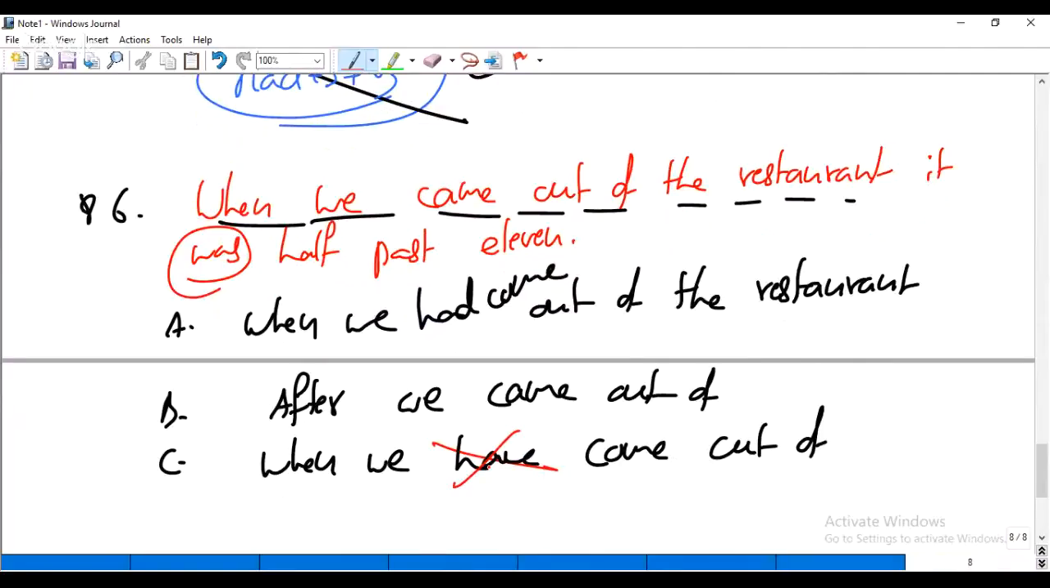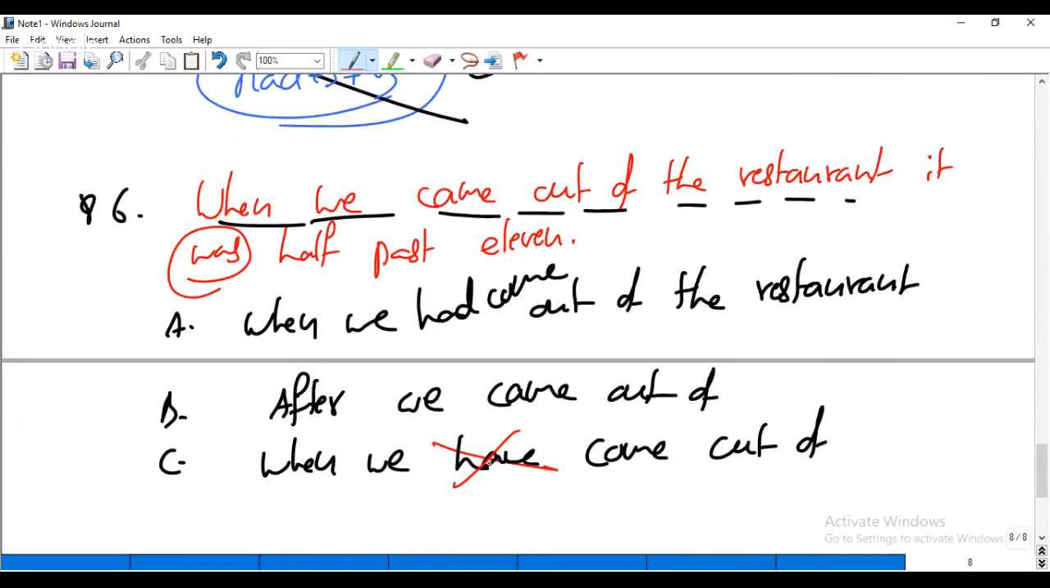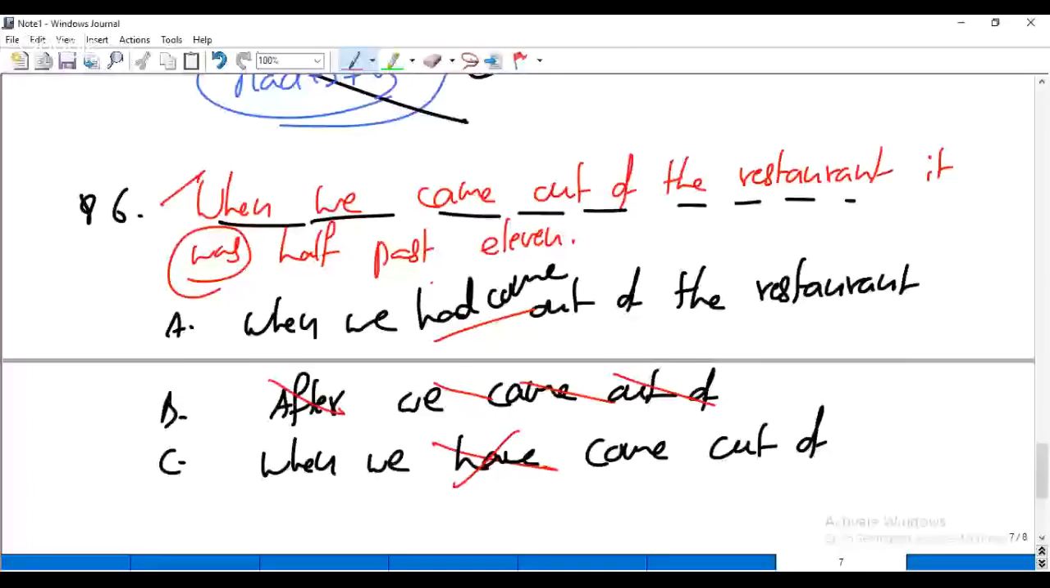And option A is with had plus V3. So if we look at the question clearly, is there any sense of having first completed and second completed in the actions? No, we cannot find this. When we came out of the restaurant, it was 11:30. What does it mean? At the time they came out of the restaurant, it was 11. So there is no need of taking had plus V3. Why? Because we don't have a sense of first completed and second completed. Hence, the answer is no improvement. Option D is correct.